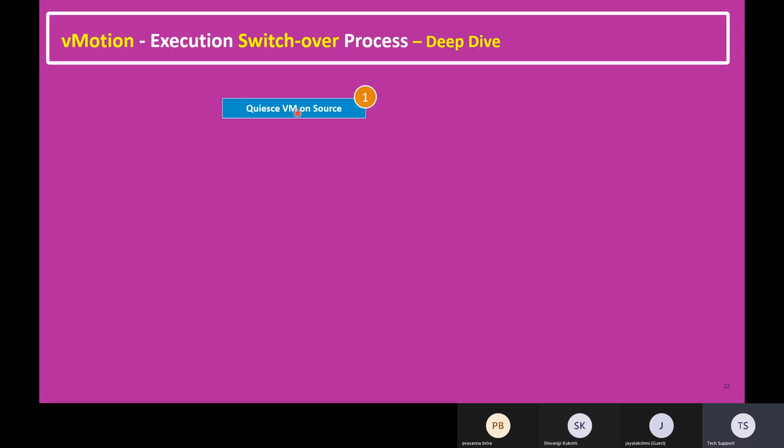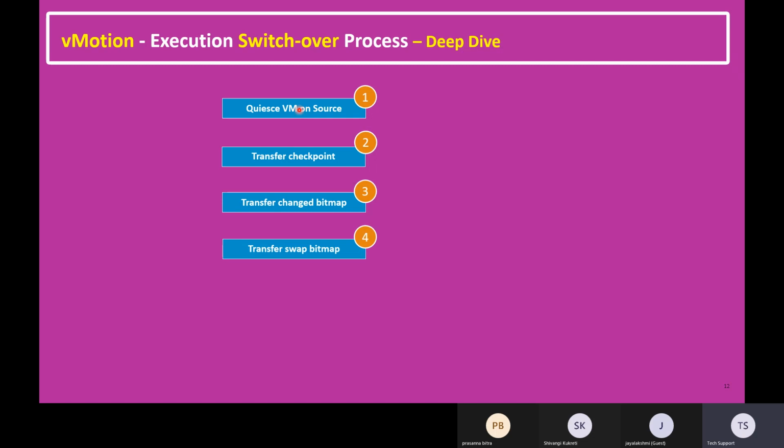Here the first option is, before the switchover, the quasi VM. Quasi VM means the virtual machine will be in a stun or hold state. There will be no changes during that time. After that, it will transfer the checkpoint. Whatever memory pages are available, those memory pages will be pushed to the destination. And it transfers the changed bitmap, the bitmap also moves from source to destination. And then the swap file, whatever swap file we have in the source VM, that swap file is also updated with the destination host details.